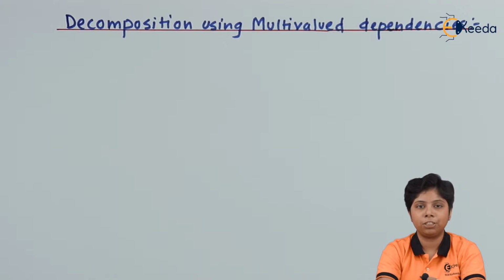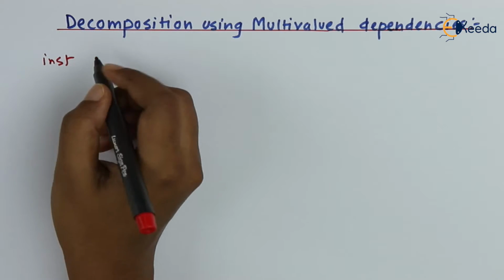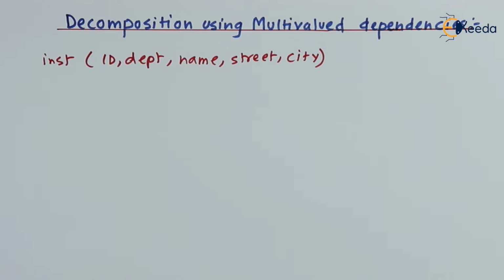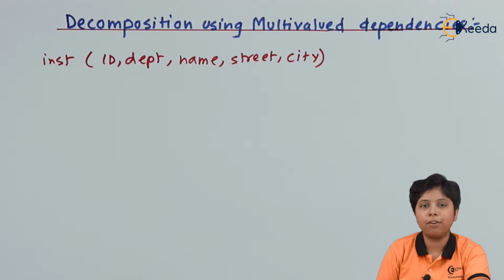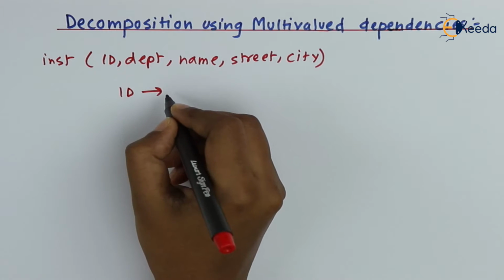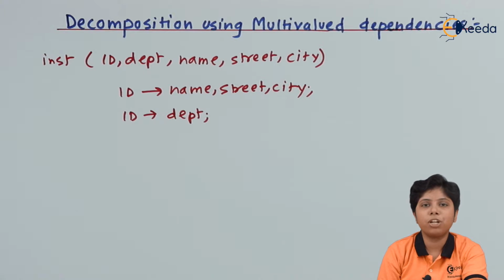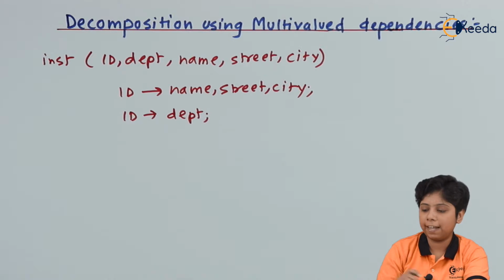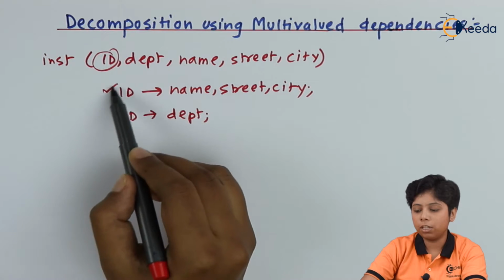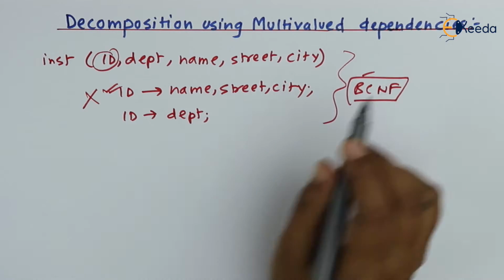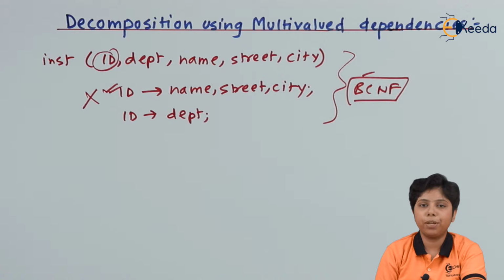Let us first look at this relation. Now, this relation consists of functional dependencies. If these two functional dependencies are present, we can say that ID is not a key. This one is not trivial. So, this is not in BCNF. Now, it is in 3NF clearly. So, first we need to make it BCNF and then talk about the multivalue dependency.